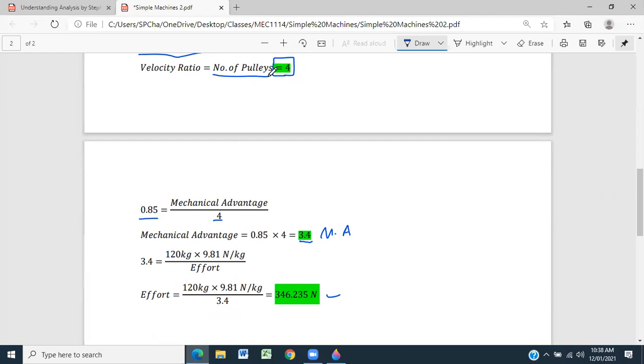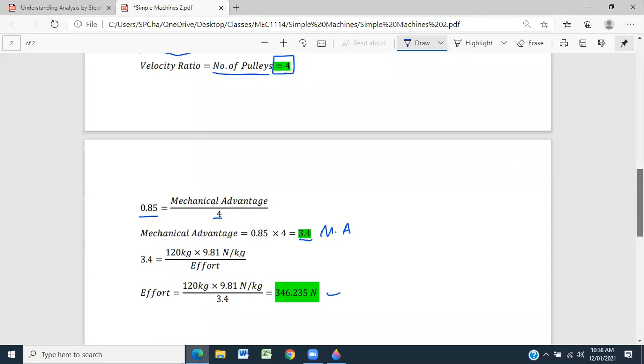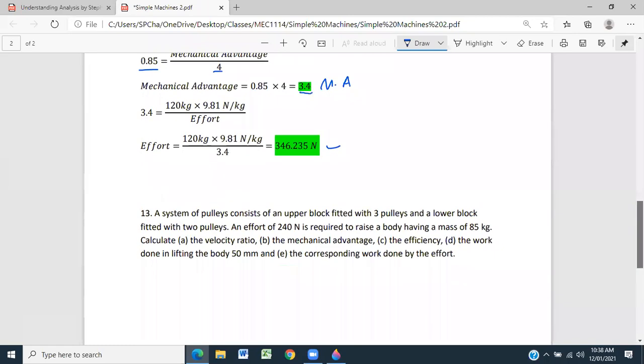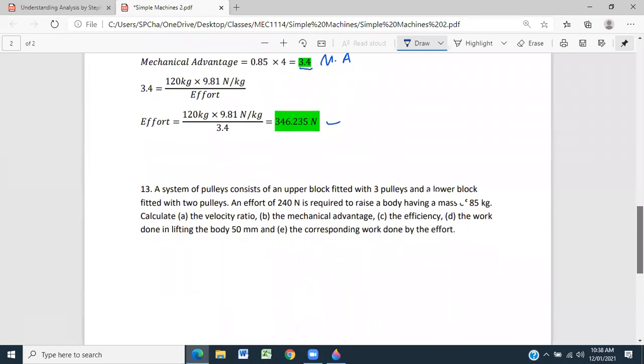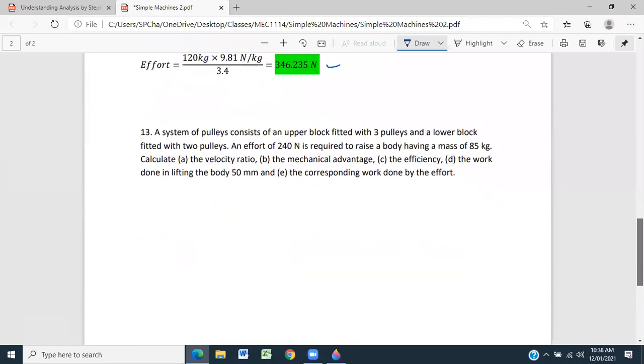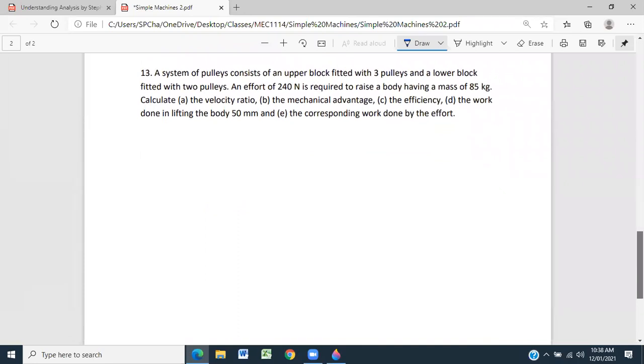All right. So hopefully when you work number 13 by yourselves, maybe then you'll find some questions. Okay, so let's look at number 13.